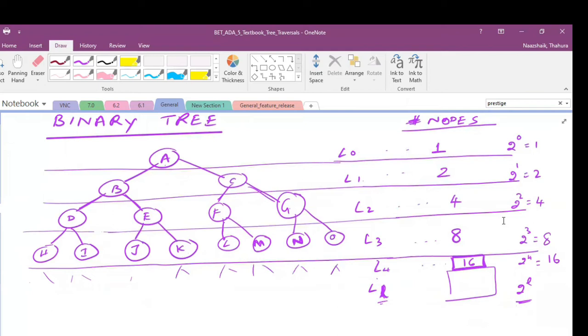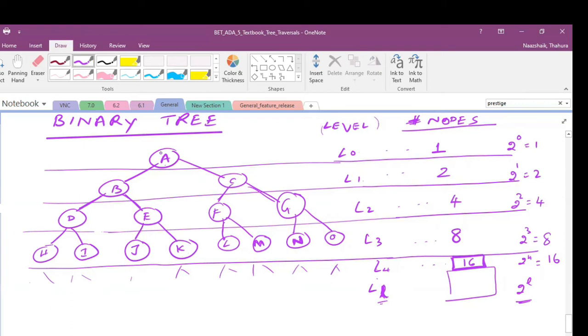I'm just looking at your textbook to see if there are any other properties. We also saw the level, and we also talked about height. Height is something similar to level, plus one you have to do.